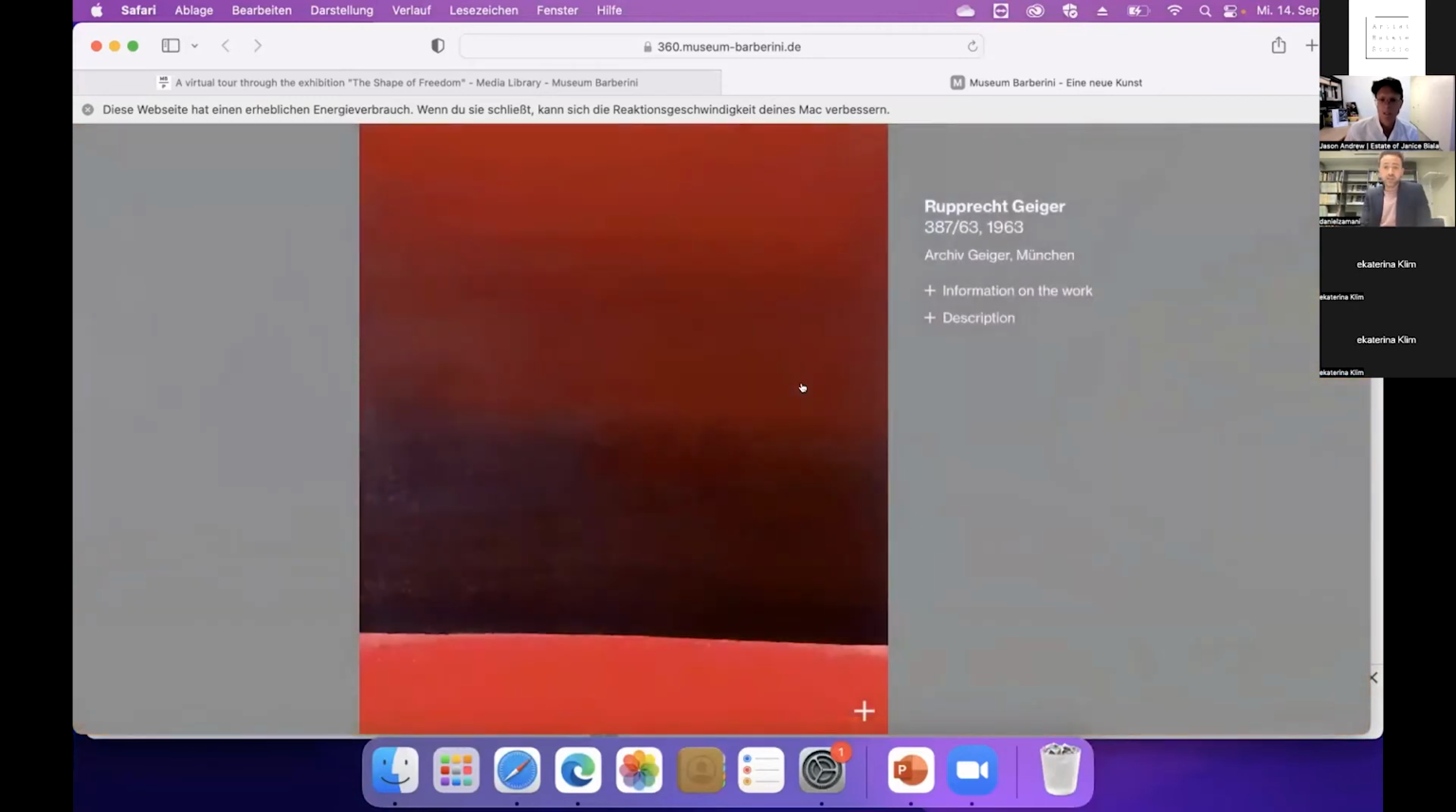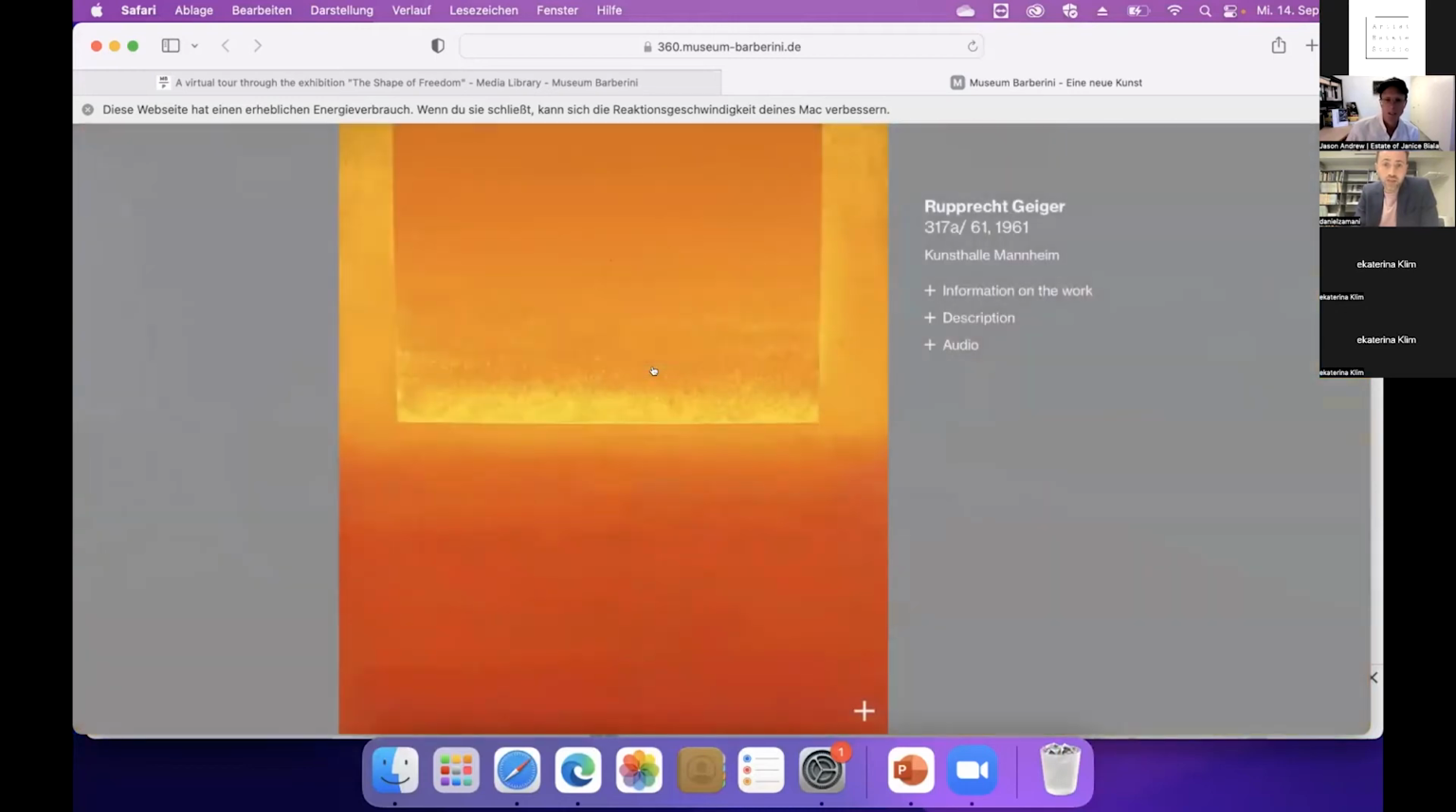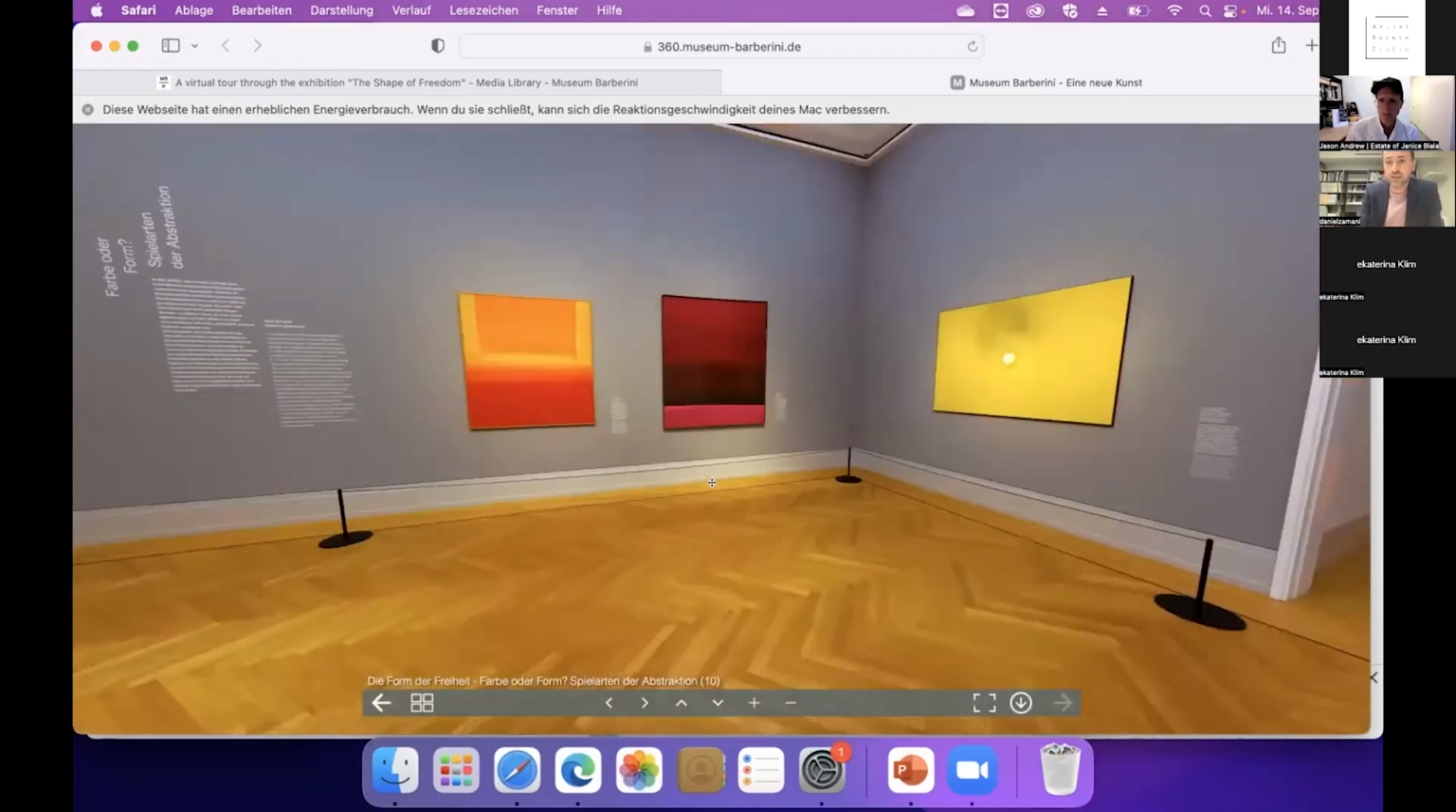Ruprecht Geiger, for instance, who had served on the Eastern Front, was obsessed with color field painting. And he made all these amazing color field works in the colors of the sun and the colors of fire, and thought of the paintings as an energetic source that should give you a feeling of emotional and spiritual cleansing. So very close to Rothko in that sense.